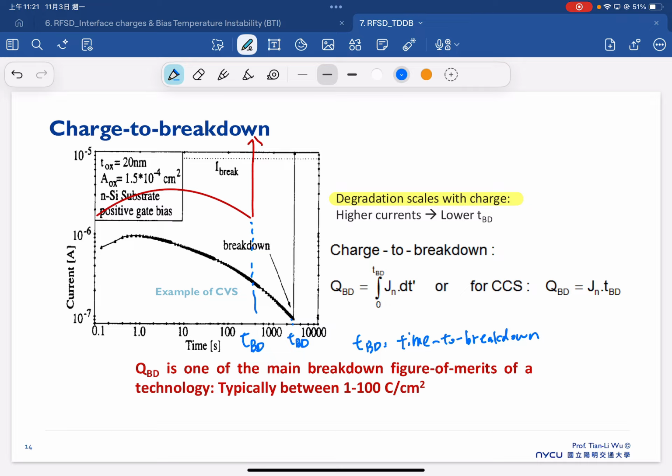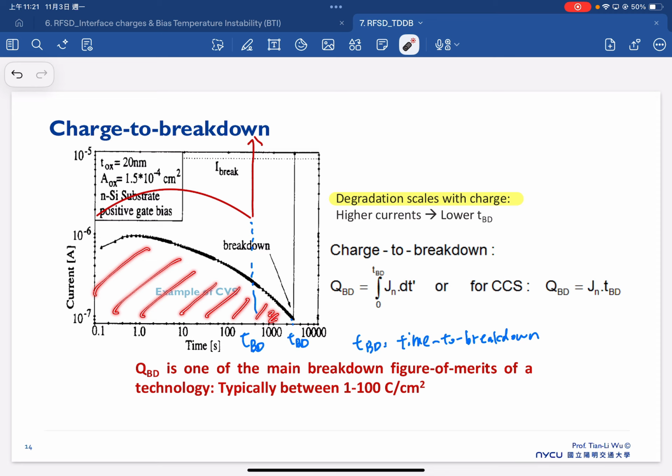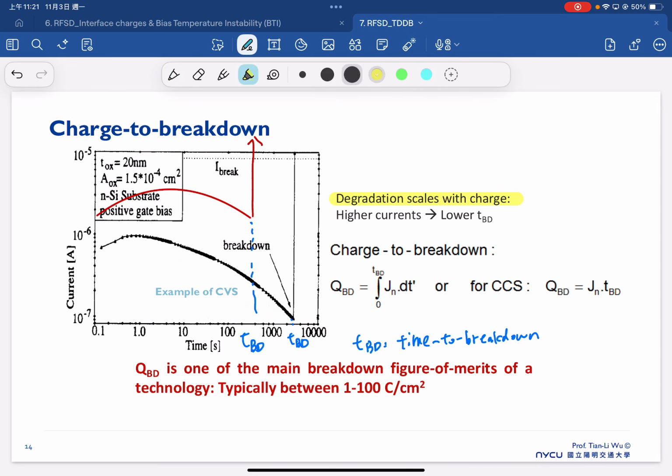And therefore, if you try to do the integration of this area, that's our charge to breakdown, QBD. And then the amount of the charge is always the same as with one dielectric. The amount of charge that can be stored in the dielectric is always the same.